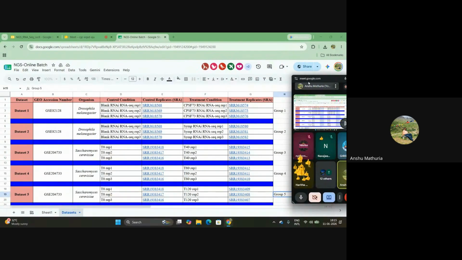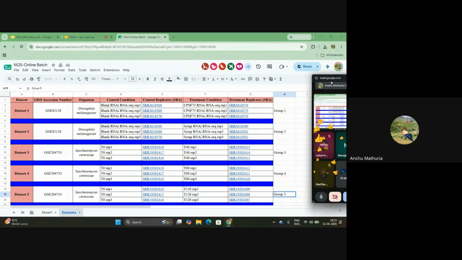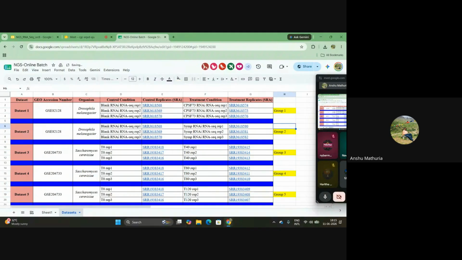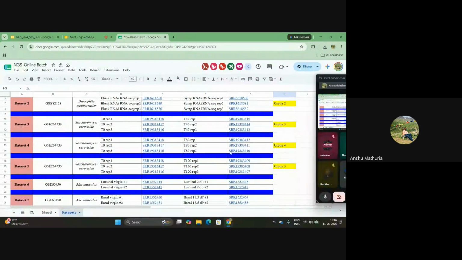Okay. So based on this, I have divided you into 5 groups and 5 data sets. Each group is going to access the particular data set. For group 1, it is going to be data set 1, that is on Drosophila melanogaster. For group 2, it is going to be data set 2. Similarly for all the 5 groups.